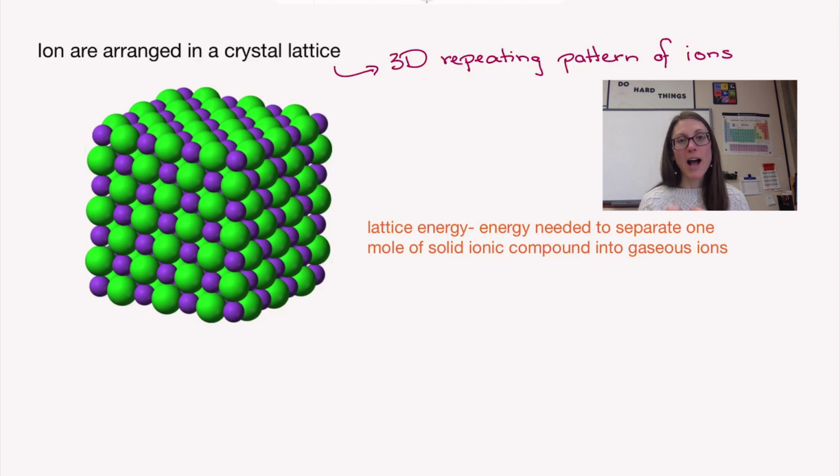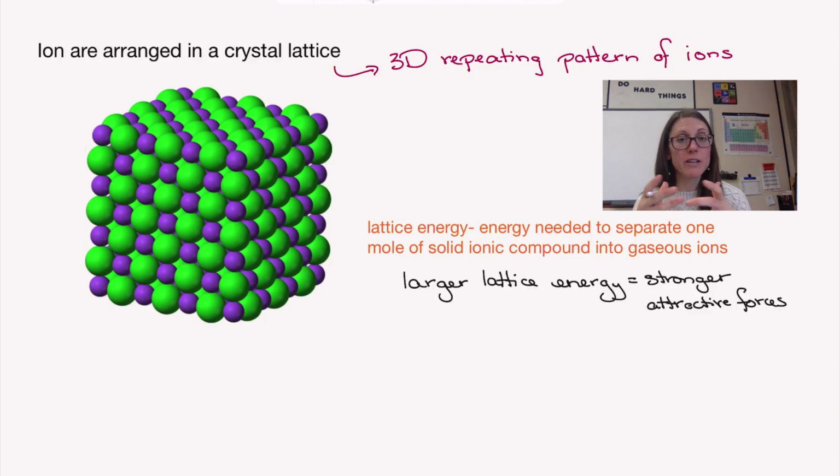We can talk about the attractions and get a feel for how strongly attracted your ions are when we talk about something called the lattice energy. And the lattice energy is the energy needed to actually take 1 mole of an ionic solid and separate it into gaseous ions. Basically, I'm pulling the atoms and the ions completely apart. How much energy does it take? The larger the lattice energy, the stronger the attractive force is.